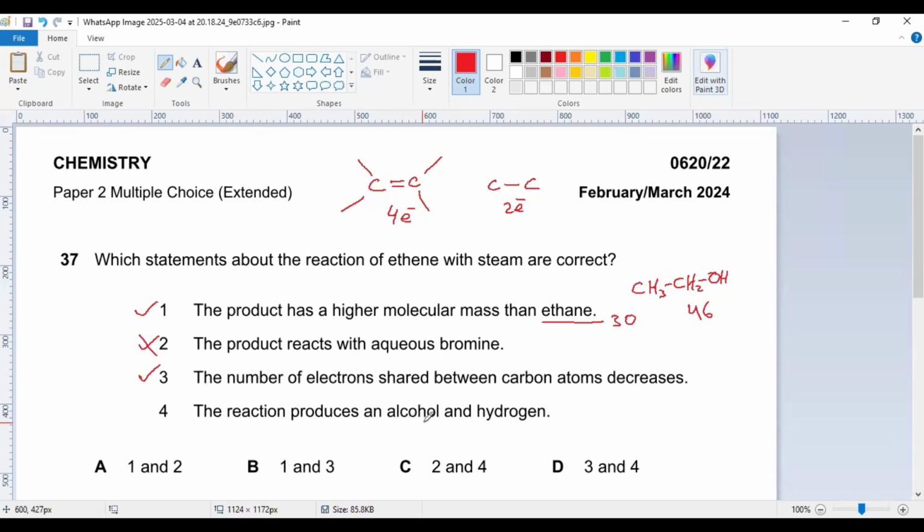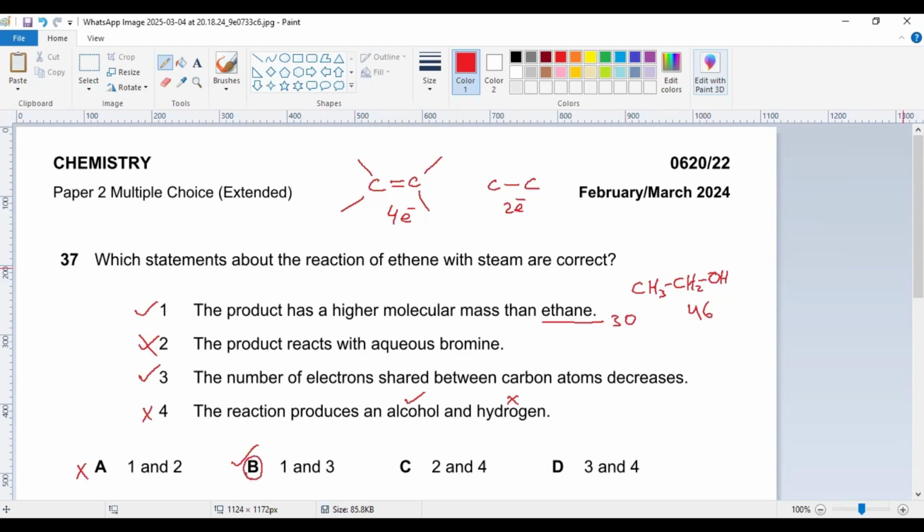The reaction produces an alcohol and hydrogen. Alcohol is correct, but hydrogen is wrong because no hydrogen is produced. Only alcohol is produced. It is an addition reaction. So the 1 and 3 is correct. So this is wrong. This is correct. So B is the correct answer.